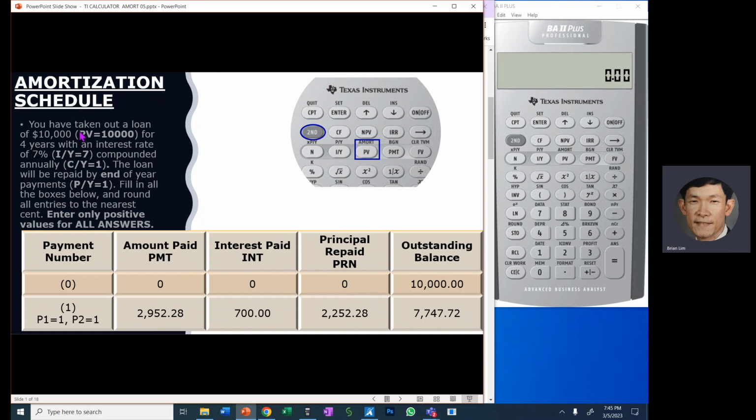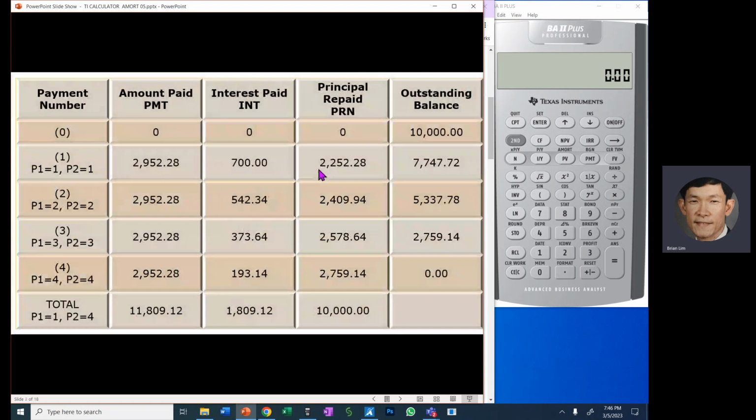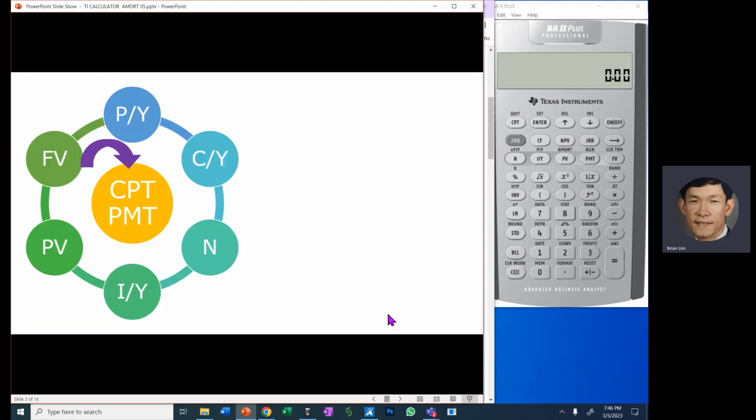All right, so we need to go to the calculator. Let's enter these values here: present value, IY, CY, and PY. And we do the calculations and come up with the payment. All right, so we can go now and have a look. This is what happens. This is a complete table. All right, so there we are. All the numbers are filled in, the 4 payments, and then there is a total also being calculated. All right, so let's start.